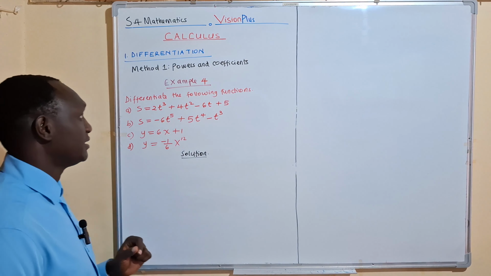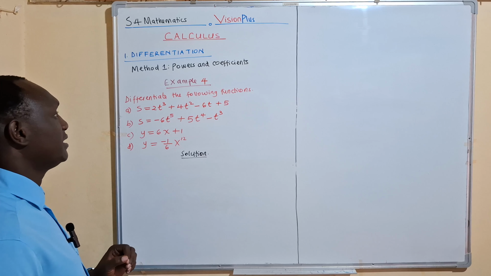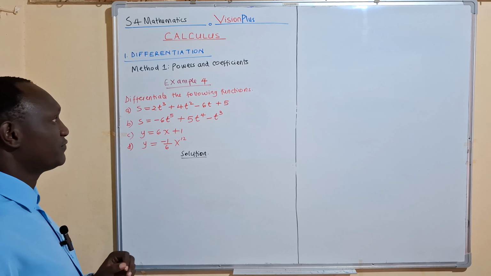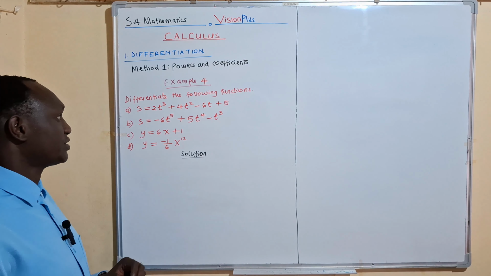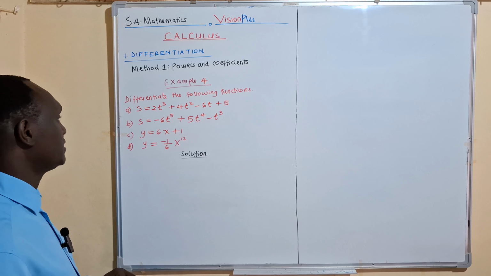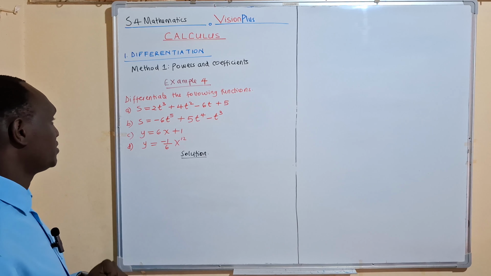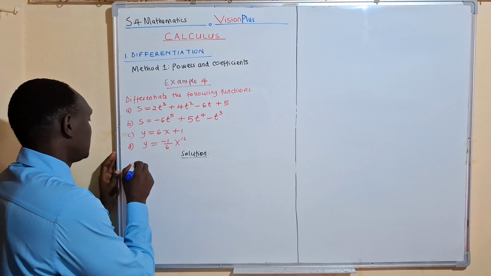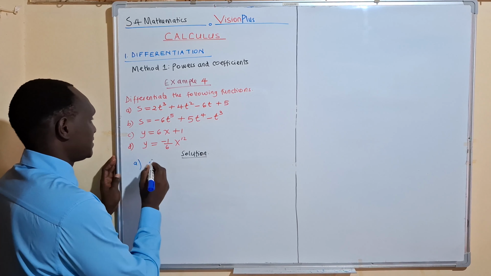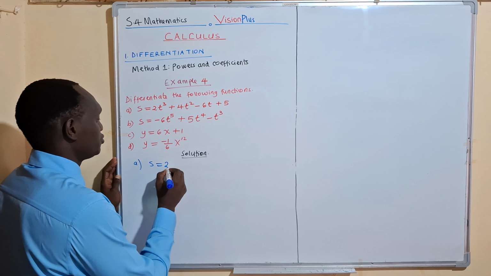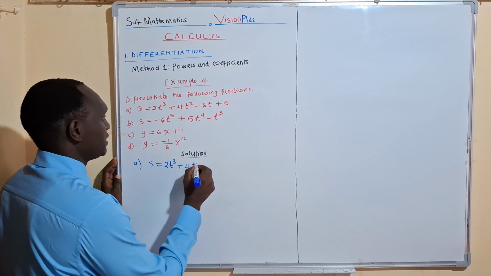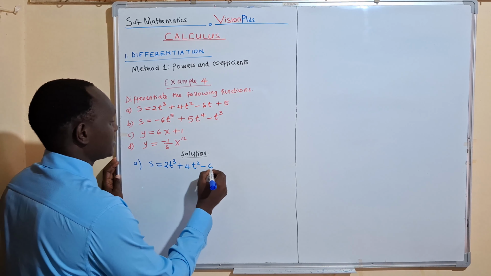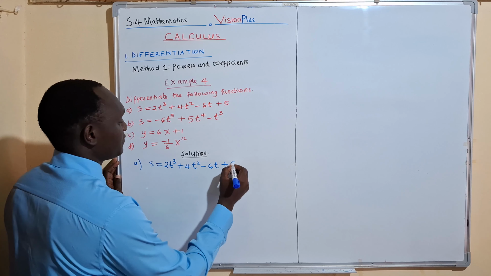We are looking at method 1, that is dealing with powers and coefficients to differentiate given functions or expressions. Example 4 says differentiate the following functions. Part A, we are given S equals 2t cubed plus 4t squared minus 6t plus 5.